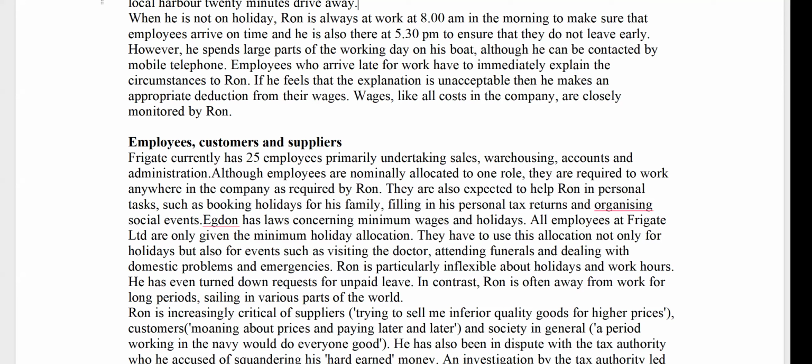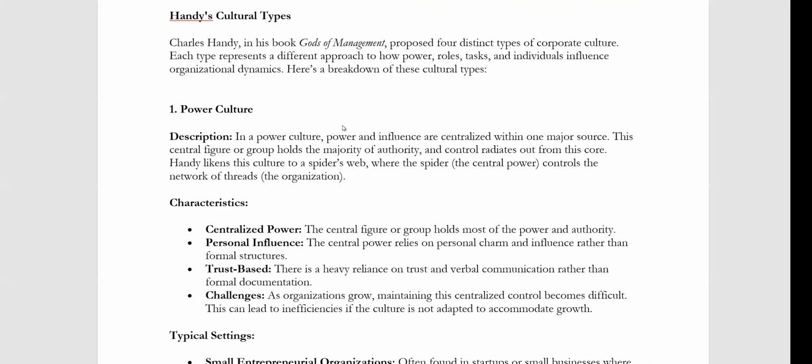Anyway, there's one particular model I want us to look at. I think it is one of the key models in your exam that you don't have to joke with, which is the culture web. But before we look at the culture web, we are looking at Charles Handy's culture types. In Charles Handy's book, The Gods of Management, he proposed 4 distinct types of corporate culture, and each type represents a different approach to how power, roles, task, and individual influence organizational dynamics. So this is the breakdown of the various culture types.